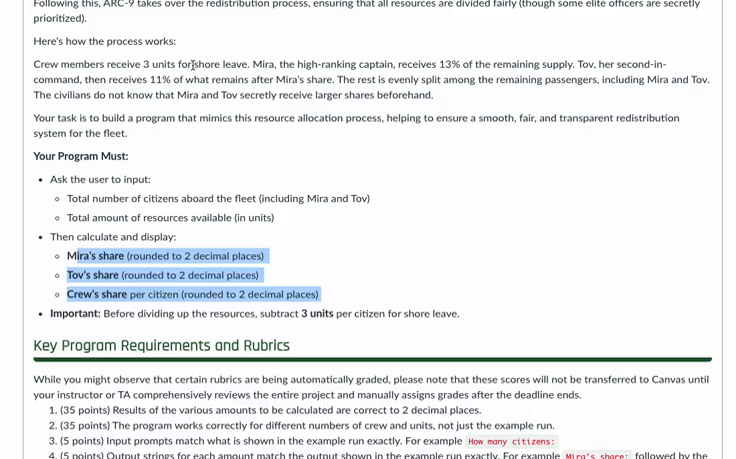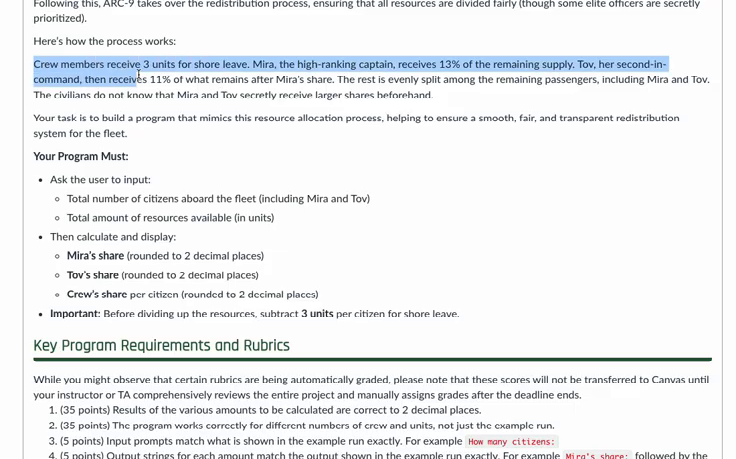Crew members receive 3 units of shore leave. Okay? Mira, the high-ranking captain, receives 13% of the remaining supply. That means initially all of the crew members get 3 units of shore leave. Then Mira, the high-ranking captain, receives 13% of the remaining supply. So in this, crew members receive 3 units. Here Mira and Tov are not included. So keep in mind, Mira and Tov are not included in this crew share.